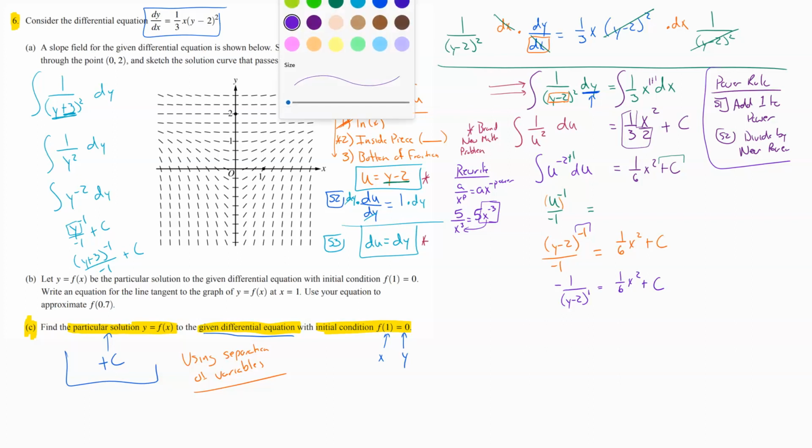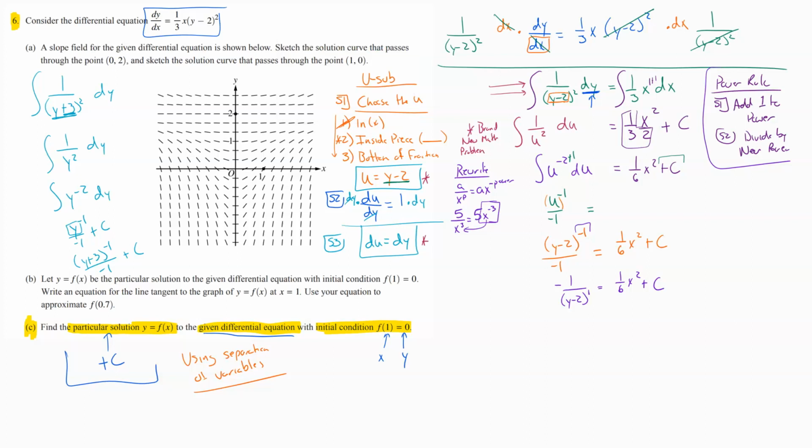Next move is, let's go ahead and find out what that plus c value is using our point here. What that's saying is when we plug in x is 1, y is going to be 0. So we'll plug in for y the 0. So we get negative 1 over 0 minus 2 equals 1/6, and instead of x, we'll plug in 1 squared plus c.